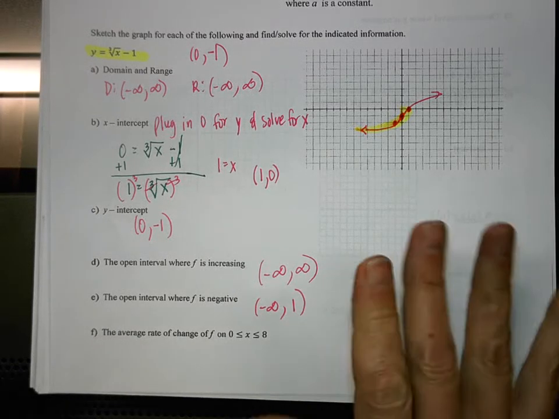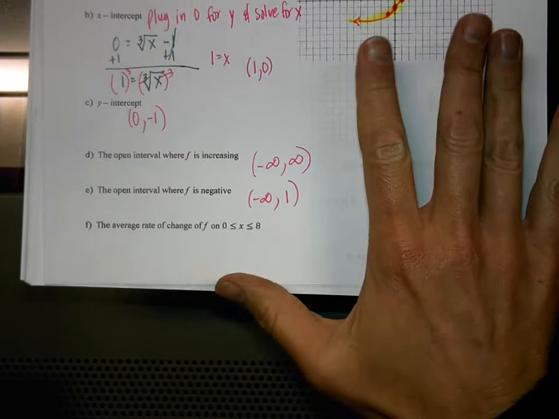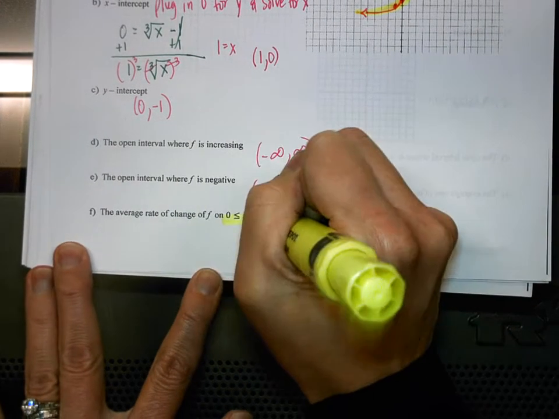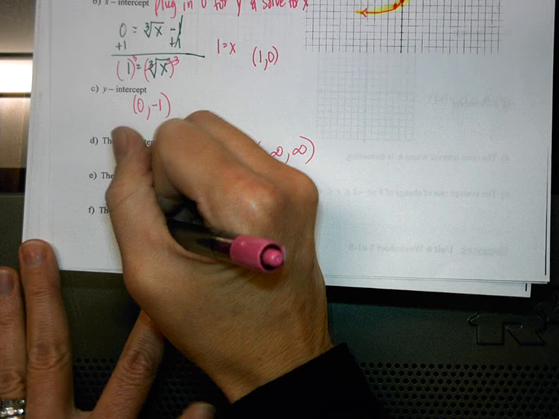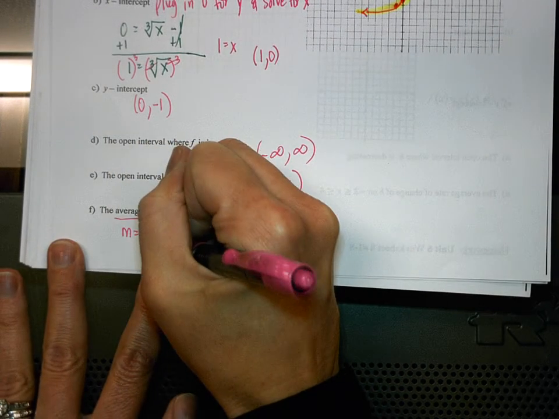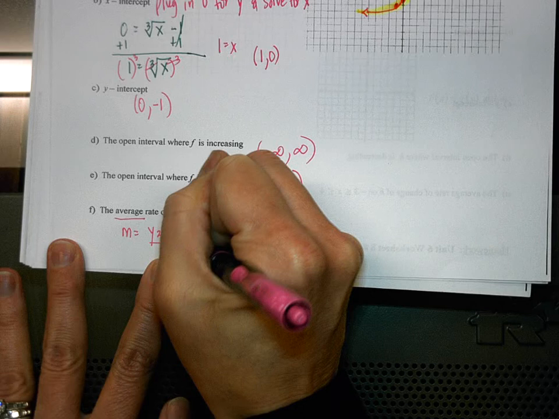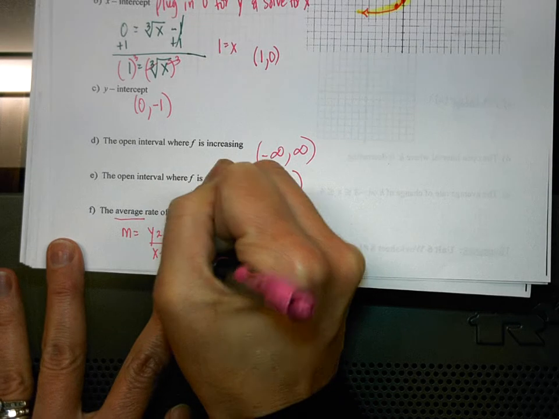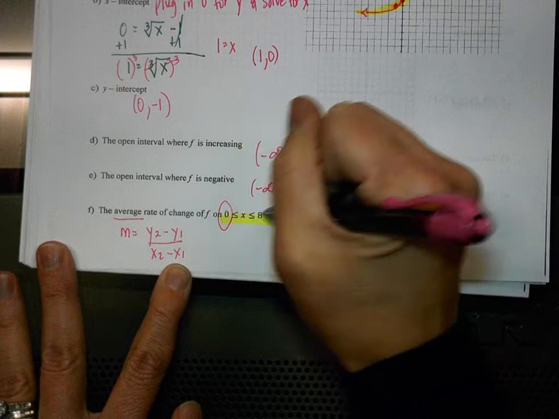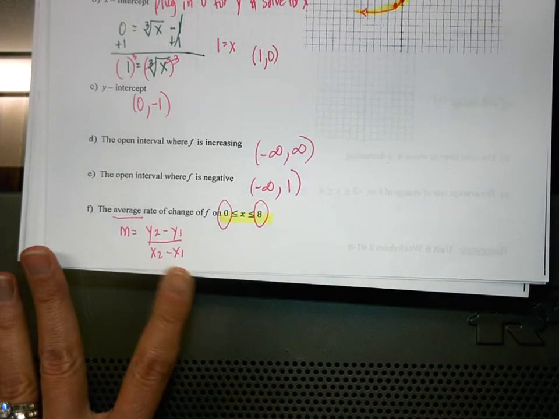Okay, and then we ask for the average rate of change on this interval right here. We know to find the average rate of change, you have to use the slope formula. Our slope formula is y2 minus y1 over x2 minus x1, which means we need 2 ordered pairs. Right now, I only have 2 x values.